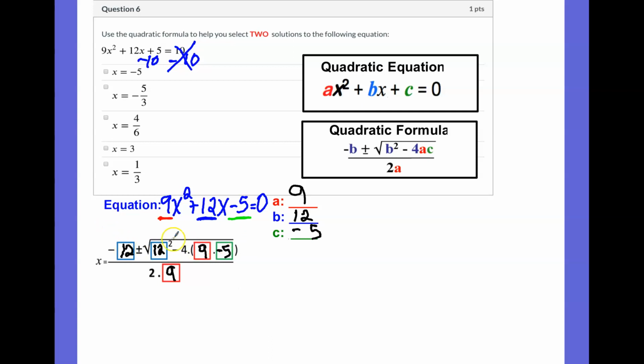Because I don't have any letters, I just need to solve. So the first thing I'm going to do, as always, is solve inside the square root, this part. I always solve inside the square root before I can do anything else. So I am going to write it again here.